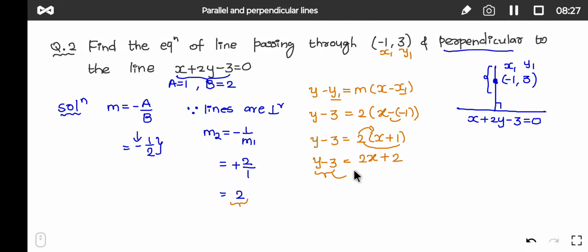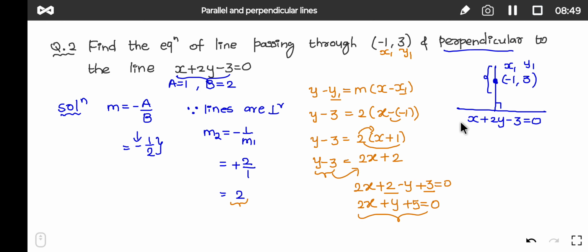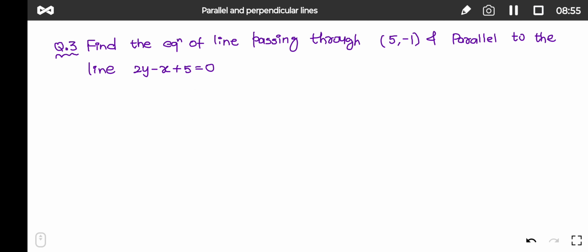So if we take both the terms to the right hand side, we will get 2x plus 2, y becomes minus y, minus 3 becomes plus 3, is equal to 0. So rearrange the terms. So 2x plus y plus 2 plus 3, which is plus 5, is equal to 0. So this is our required equation of the second line which is perpendicular to this line. Look at one more example.